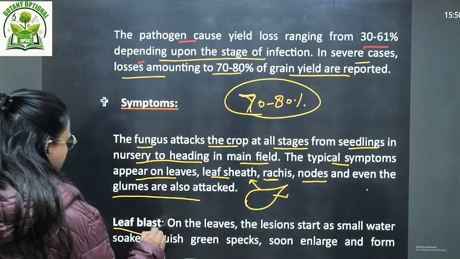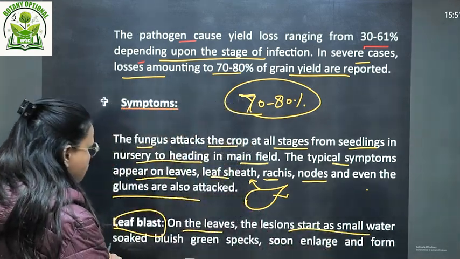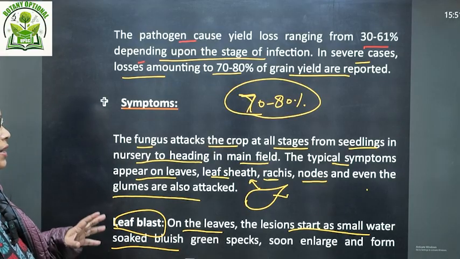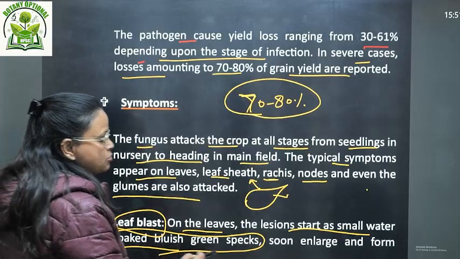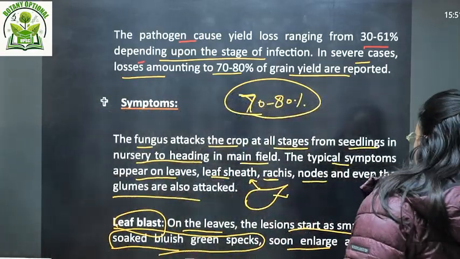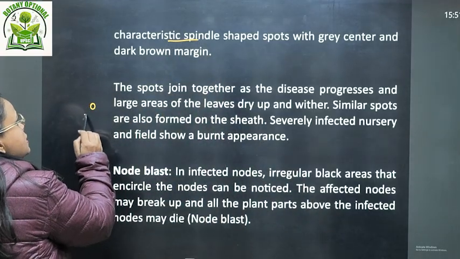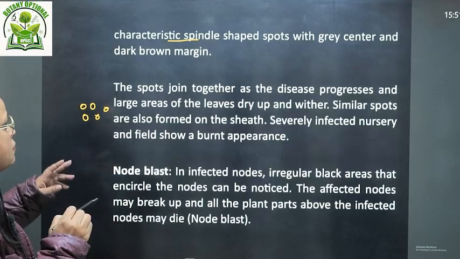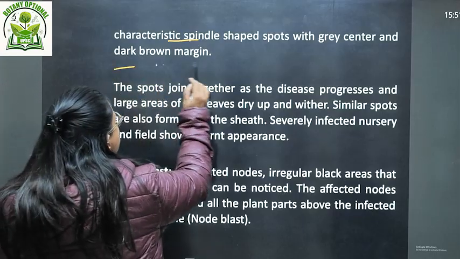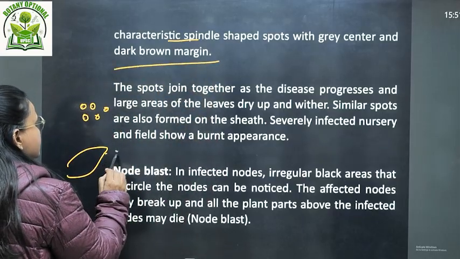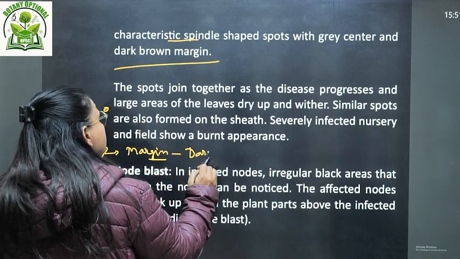Now the leaf blast. On the leaves, the lesions start as small water-soaked bluish green specks. Which type of structure is showing here? Bluish green specks soon enlarge and form a characteristic spindle shape. These are the spots, with a gray center in between and a dark brown margin. Which type of margin? Dark brown.